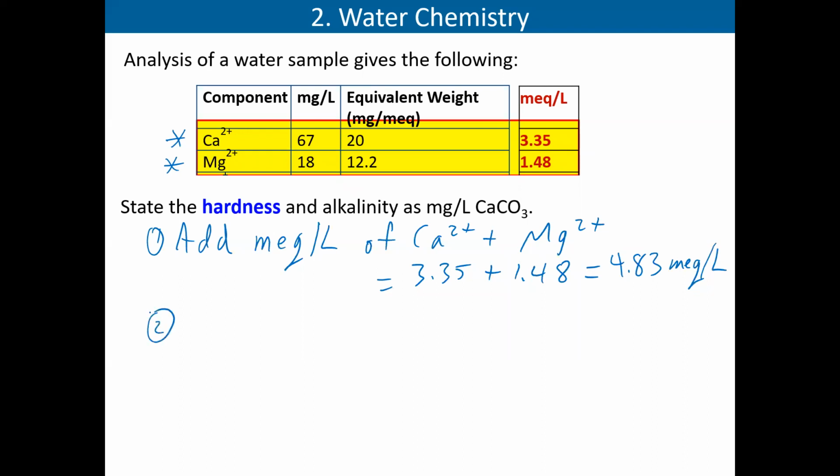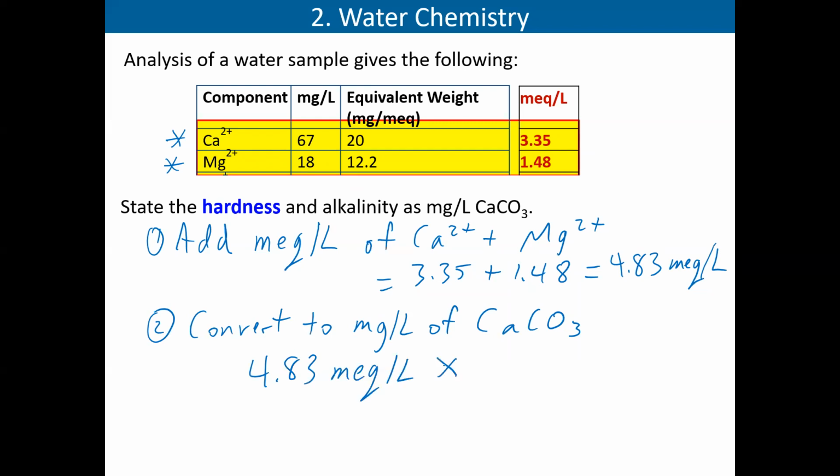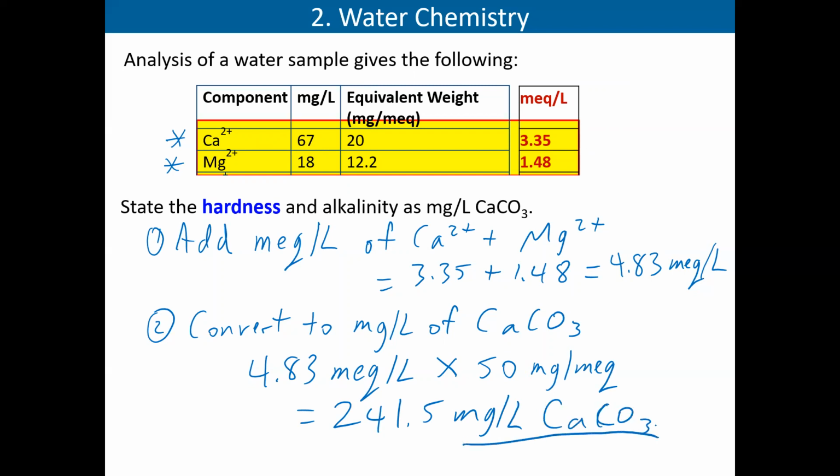Step 2 is basically we are converting that to the proper units. So step 2 is convert to milligrams per liter of calcium carbonate. So the way we do that is we basically take our number of moles of hardness and we multiply that by the equivalent weight of calcium carbonate, which I cut off. It's 50 though, so 50 milligrams per milliequivalent. And so my answer here is 241.5 milligrams per liter calcium carbonate. So don't forget those units. They include milligrams per liter and calcium carbonate. And like I said, that's kind of just stuck there for historical reasons, and that is the way that we decided to do it as a human species, I guess.